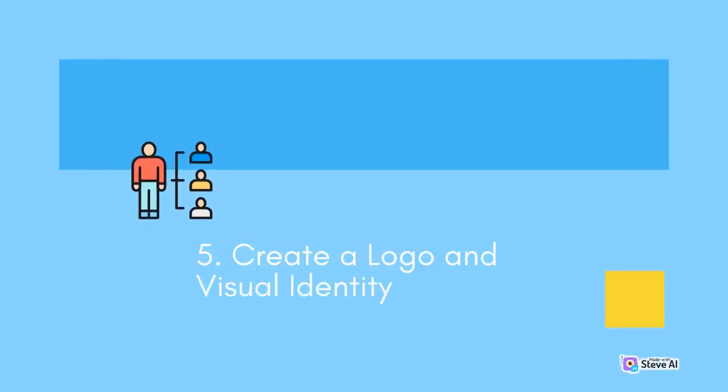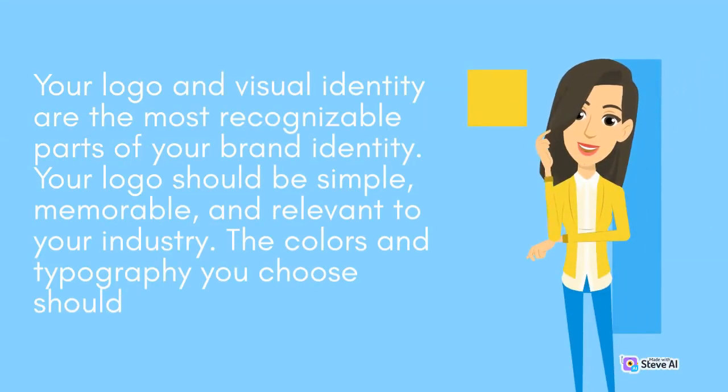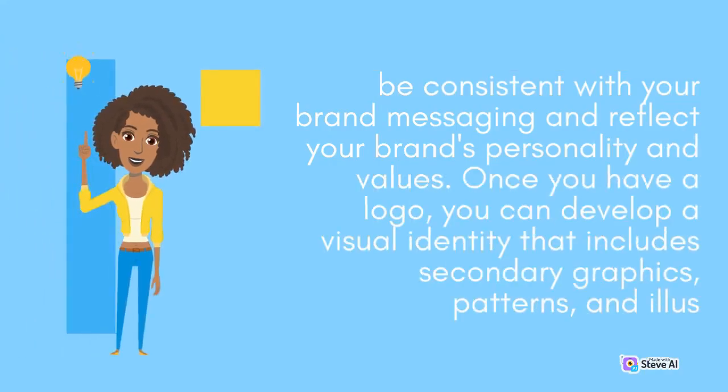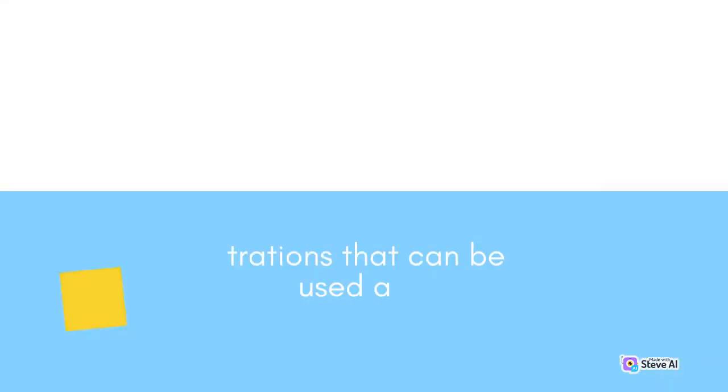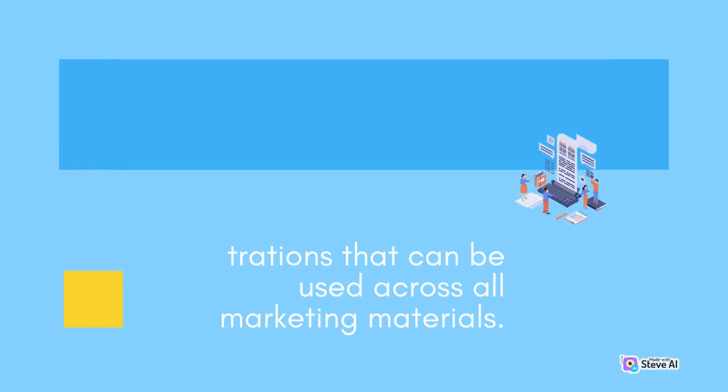5. Create a logo and visual identity. Your logo and visual identity are the most recognizable parts of your brand identity. Your logo should be simple, memorable, and relevant to your industry. The colors and typography you choose should be consistent with your brand messaging and reflect your brand's personality and values. Once you have a logo, you can develop a visual identity that includes secondary graphics, patterns, and illustrations that can be used across all marketing materials.